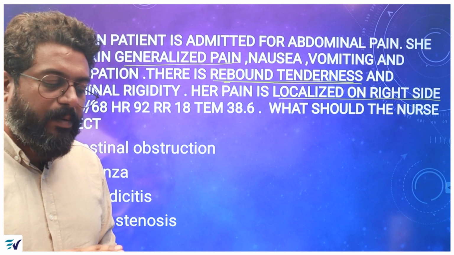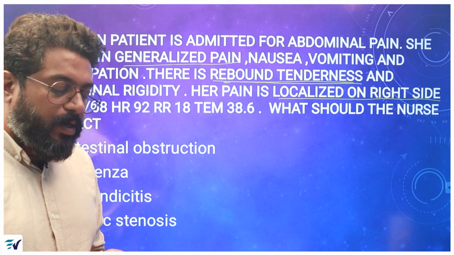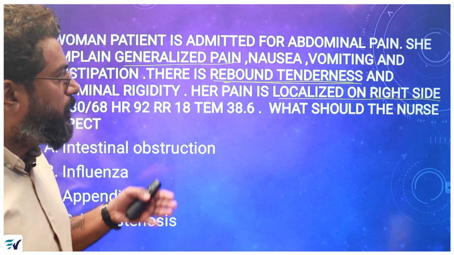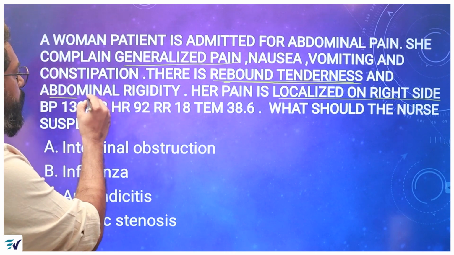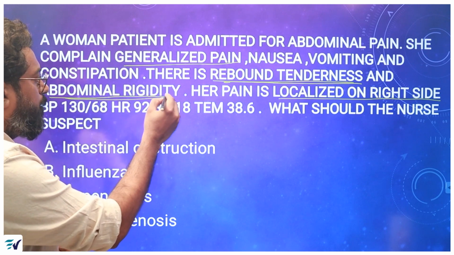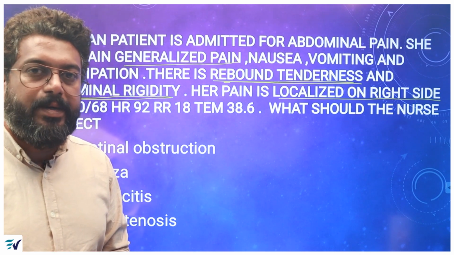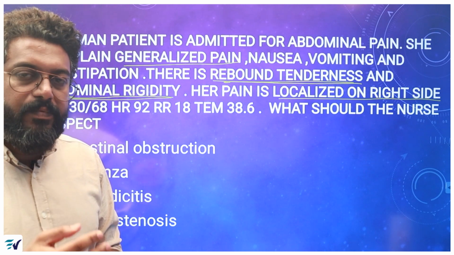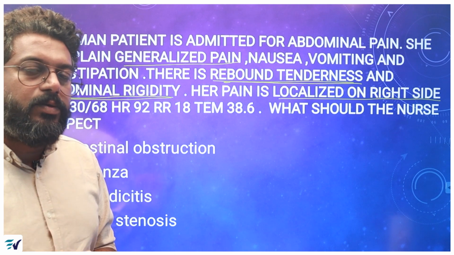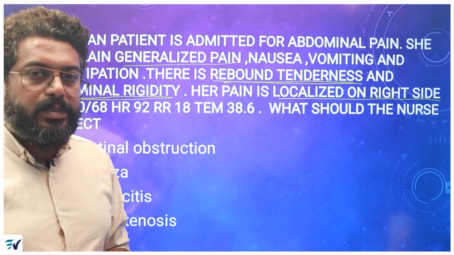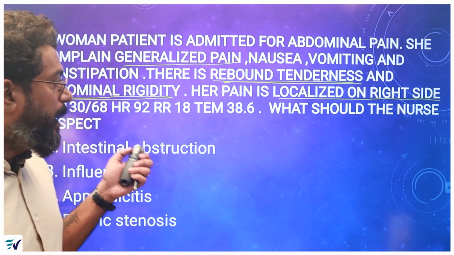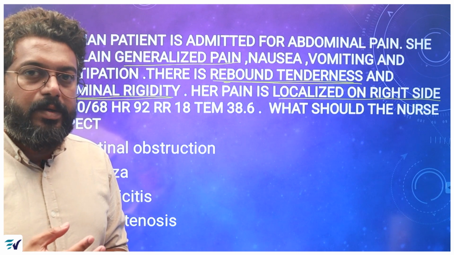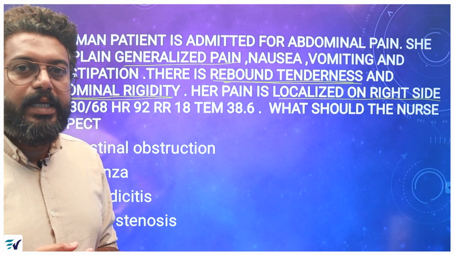Rebound tenderness means when you palpate, the patient doesn't feel pain, but while withdrawing, the patient feels tenderness and pain at the right lower quadrant. So, rebound tenderness and abdominal rigidity. Abdominal rigidity indicates the complication of appendicitis. Complication of appendicitis is rupture and peritonitis. The ruptured content will cause infection in the peritoneum, and when peritonitis occurs, the characteristic feature which the patient shows is abdominal rigidity or abdominal guarding. Hard and rigid abdomen is called abdominal guarding, which indicates peritonitis.